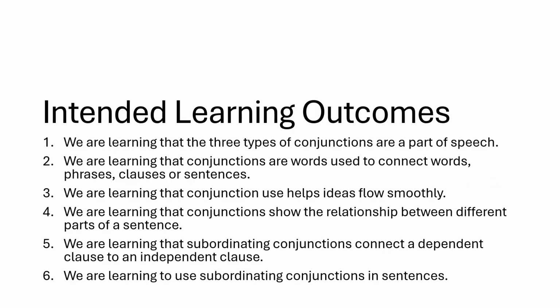There are 6 intended learning outcomes to achieve by the end of the lesson. 1. We are learning that the 3 types of conjunctions are a part of speech. 2. We are learning that conjunctions are words used to connect words, phrases, clauses, or sentences. 3. We are learning that conjunction use helps ideas flow smoothly. 4. We are learning that conjunctions show the relationship between different parts of a sentence.